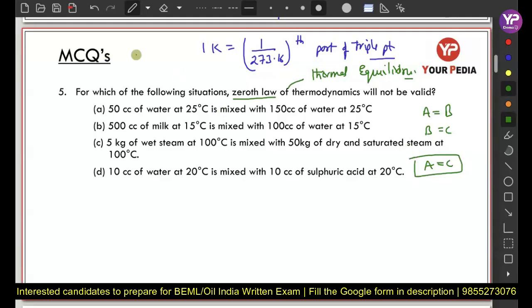Now, the zeroth law of thermodynamics forms the basis of temperature measurement. Why am I saying that? Because with the help of the zeroth law only, the condition of thermal equilibrium has been defined. And in order to measure the temperature with the help of a thermometer, the establishment of thermal equilibrium is very important. That is why it forms a basis of temperature measurement.